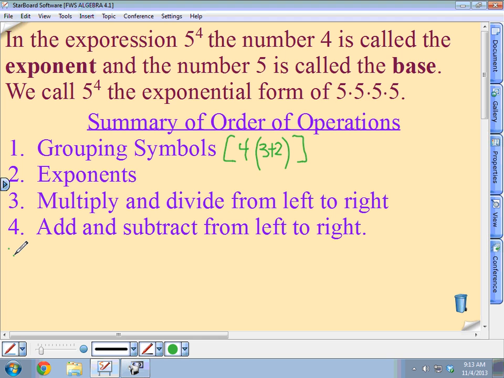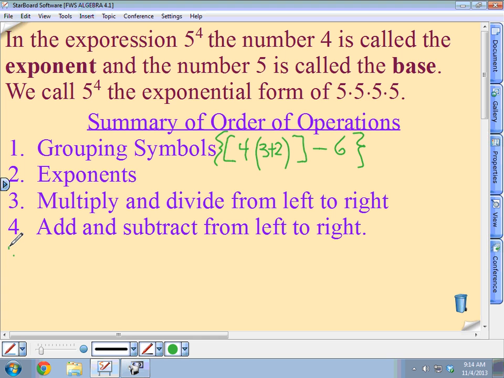Okay? And then the final grouping symbol there is braces. So you could have all that minus 6. Those are braces when you have that sort of symbol. And so those are all grouping symbols.